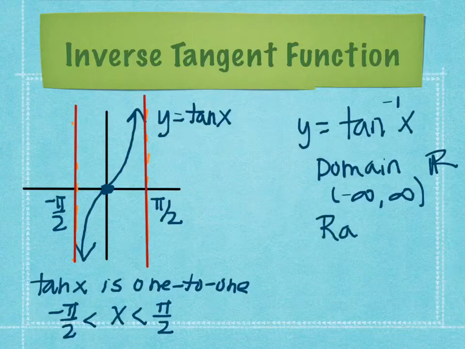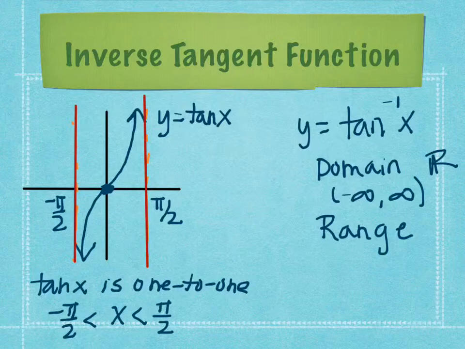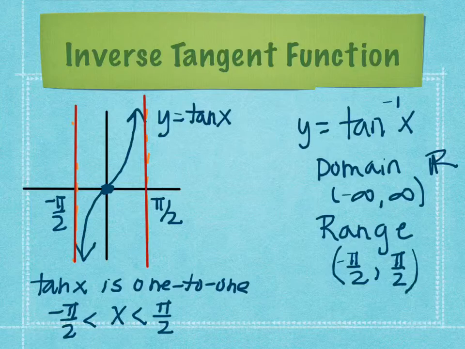Range, okay. My range values for inverse tangent are my domain values for tangent. What is my domain between my red lines? Negative pi halves to pi halves. And if you're going to use interval notation on this, I need parentheses this time. Yes, I do. And that's different than sine. Sine had brackets.